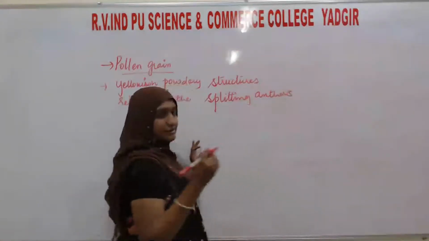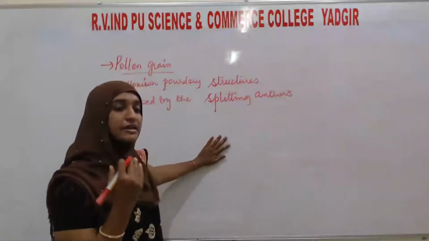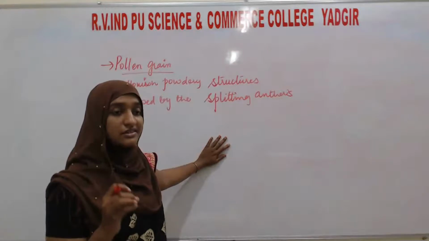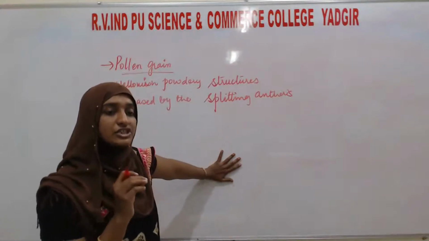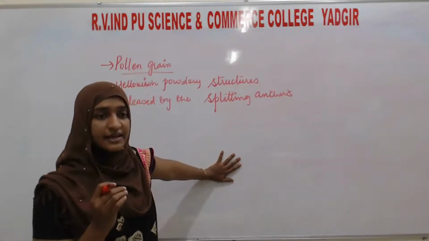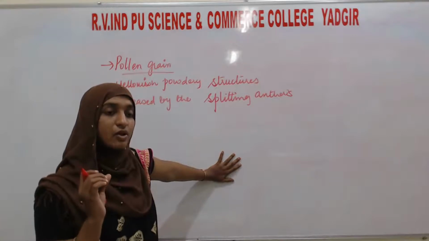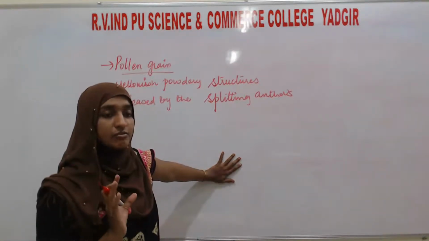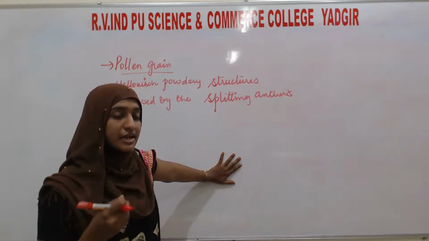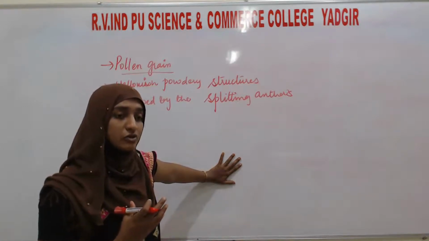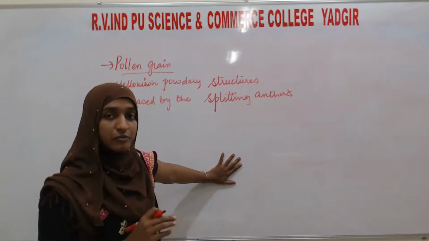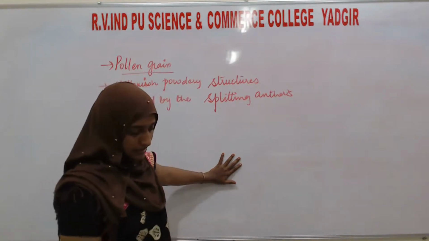When the anthers get matured, their walls disrupt and they release some yellow powder. If you touch any flower, there will be yellow color powder sticking on your fingers. That is the pollen grain. If you take that powder and observe it under the microscope, you can see the different shapes and structures of the pollen grains of different plants.